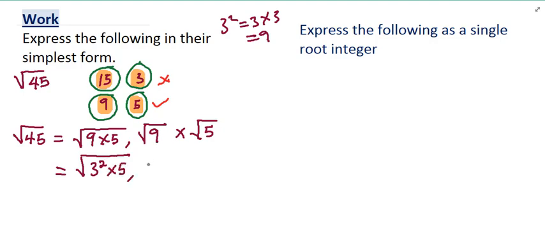Right here, square root of 9 is 3, so 3 times square root of 5. Once it's square root of 3 raised to the power 2, you look for a way to bring this 3 outside the square root. If you bring it out, 3 will stand alone and 5 will remain there. And then right here, you have 3 square root of 5.